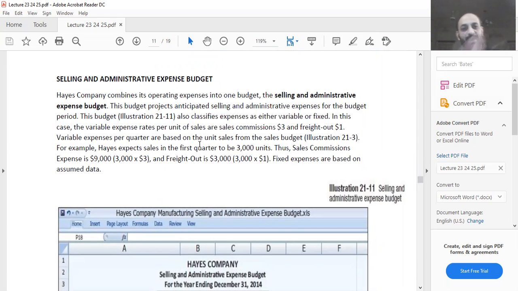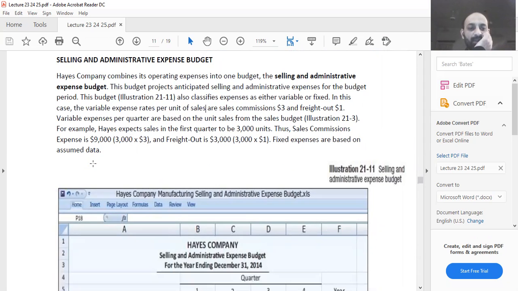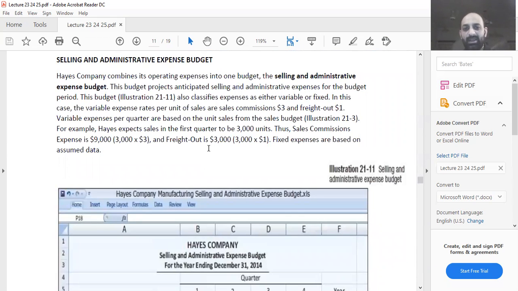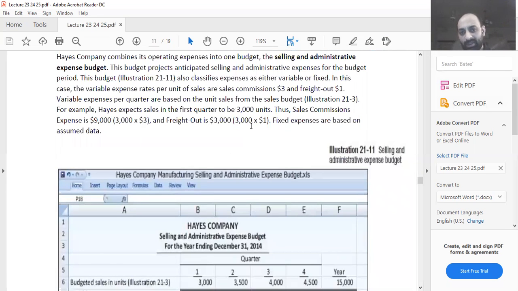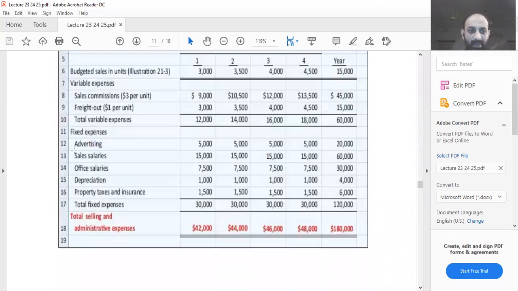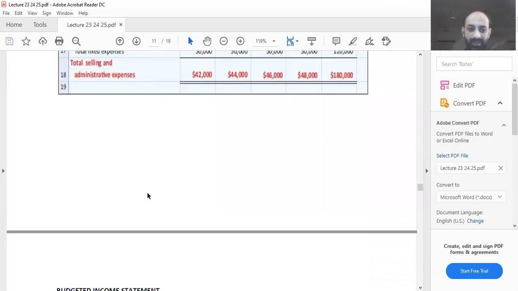Variable expenses per quarter are based on the unit sales from the sales budget. For example, Hayes expects sales in the first quarter to be 3,000 units. The sales commission expense is 9,000. You already know the figure per unit. And freight out, you know, it's $1. So you get the total figure for freight out using that. Fixed expenses are based on assumed data. So we get the sales commission $3 per unit. Then we calculate the freight out. So this way we get the total variable expenses. Then we get other fixed expenses, the assumed data. And when we add these with the variable ones, we get the total selling and administrative expense.